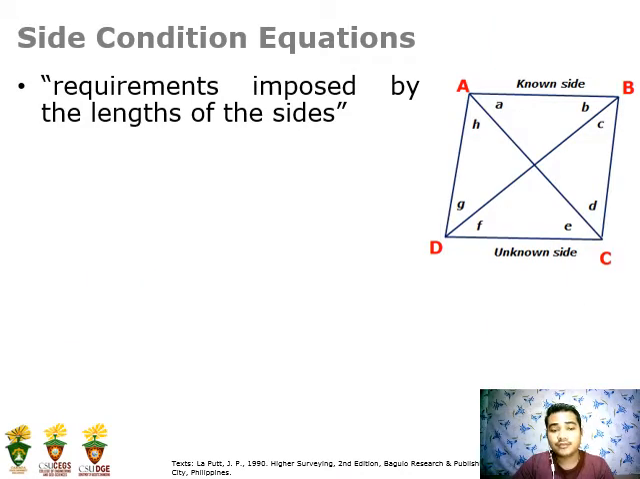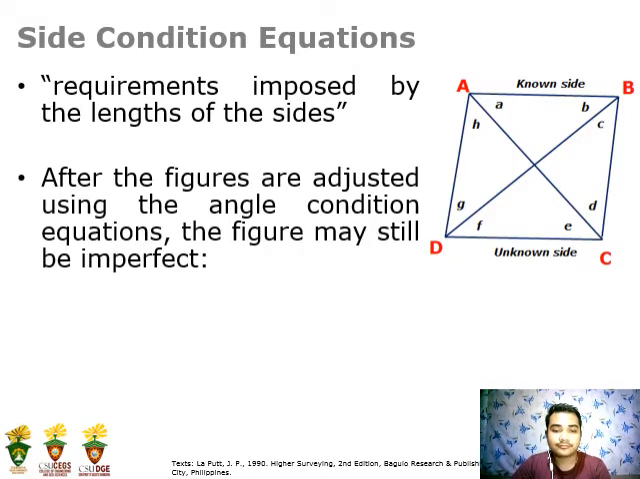Alright, so let's go now to the side condition equations. So side condition is a requirement imposed with the lengths of the side. So in this case, sa side mga lengths na punta sa iyahang distances. Kay ang angle condition, it's talk about more on angles. So karon, we're going to talk about the side or the length of the triangulation. After the figures are adjusted using the angle condition equations, the figure may still be imperfect. Kaya after the angle condition, we need to deal with this side condition.